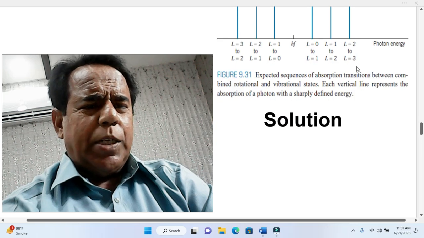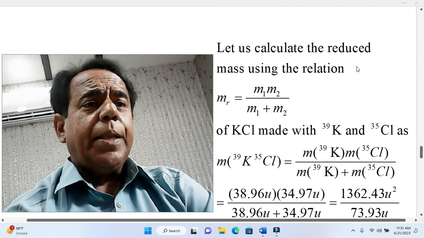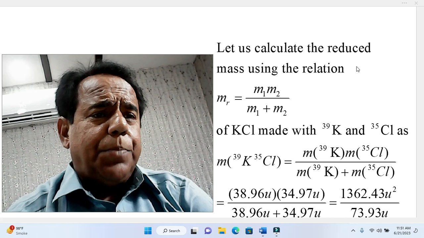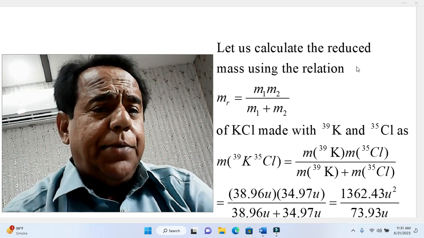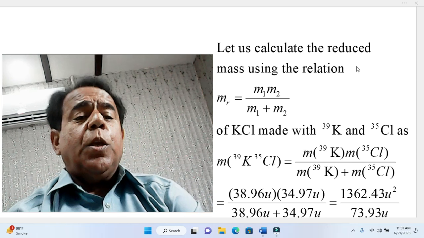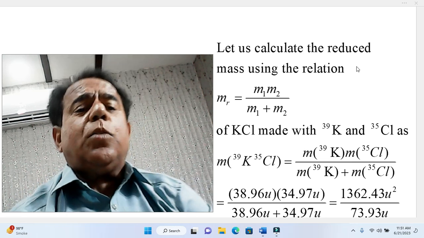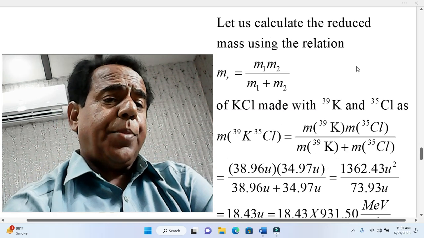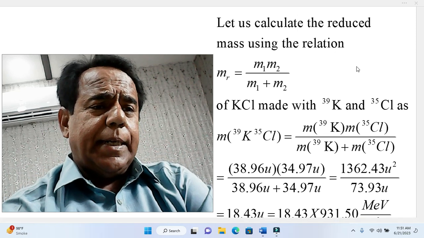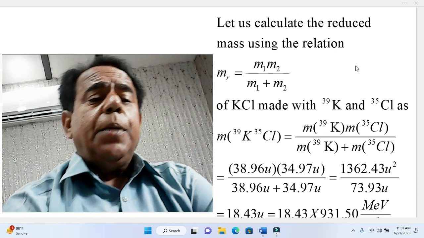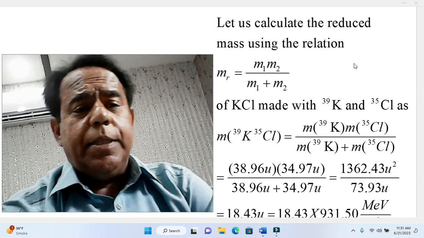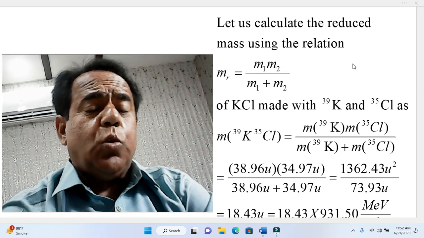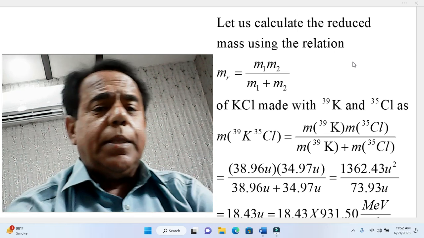Now dear students, we come to the solution. Let us calculate the reduced mass using the relation m_r is equal to m1 m2 over m1 plus m2 of potassium chloride made with potassium 39 and chlorine 35. The reduced mass of potassium 39 chlorine 35 is equal to mass of potassium 39 into mass of chlorine 35 over mass of potassium 39 plus mass of chlorine 35.